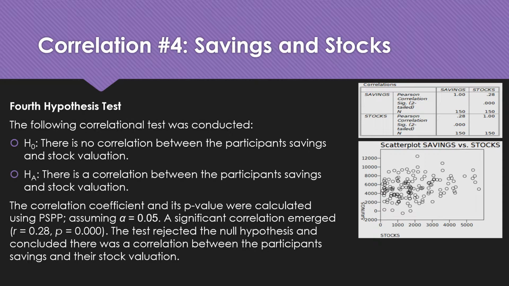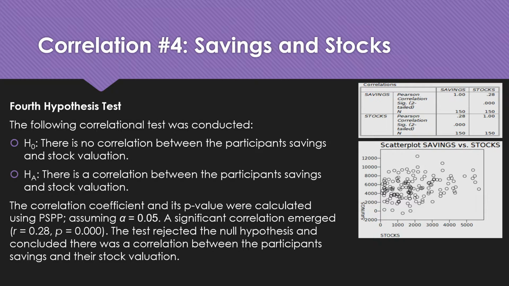The fourth hypothesis is between savings and stocks. The following correlational test was conducted. The null hypothesis states there is no correlation between the participant's savings and their stock valuation. The alternative hypothesis states there is a correlation between the participant's savings and the stock valuation.